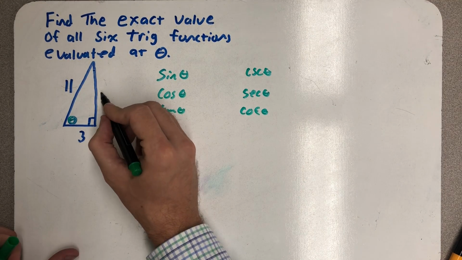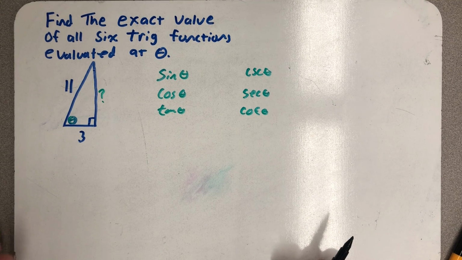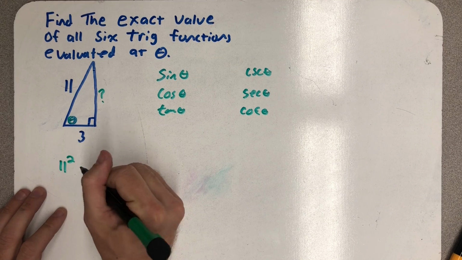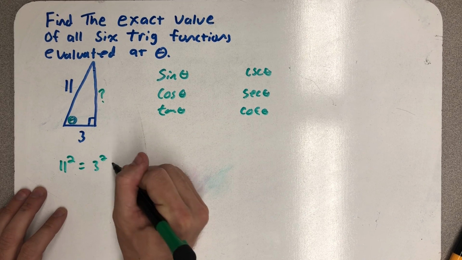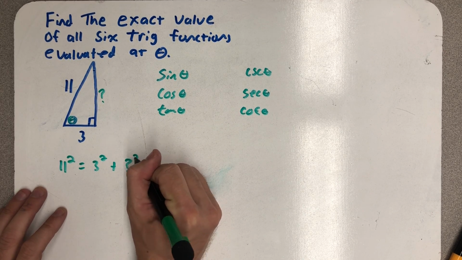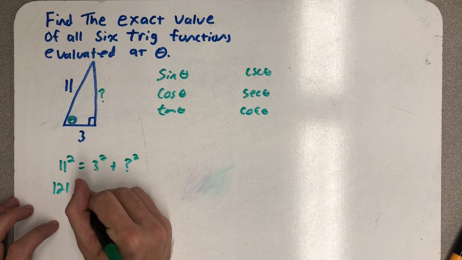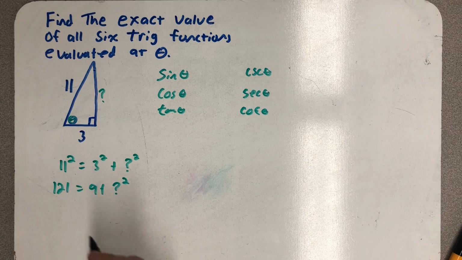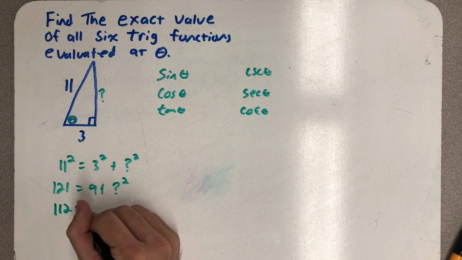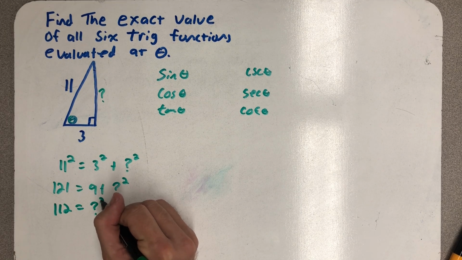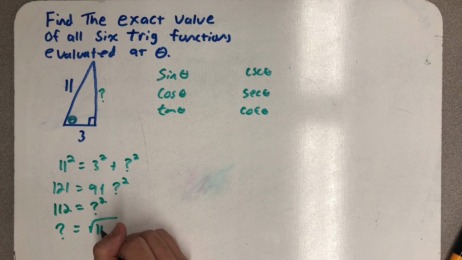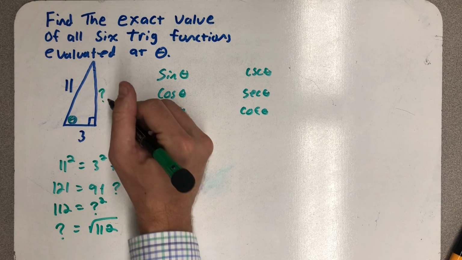And I guess first I'll be finding the value of the length of that missing side. So we can start with the Pythagorean theorem. 11 squared is equal to 3 squared plus the unknown side squared. 121 is equal to 9 plus the length of the unknown side squared. So let's say we need to take 9 away from both sides. That would leave me 112 is the square of the unknown side. So question mark would be the square root of 112.